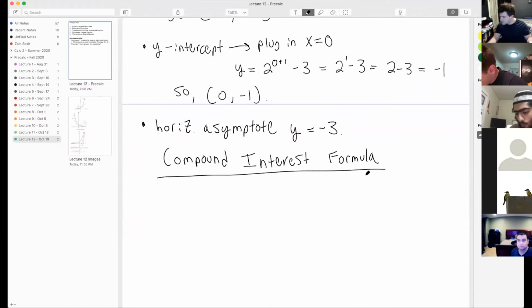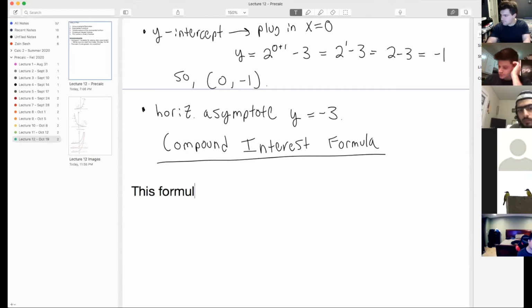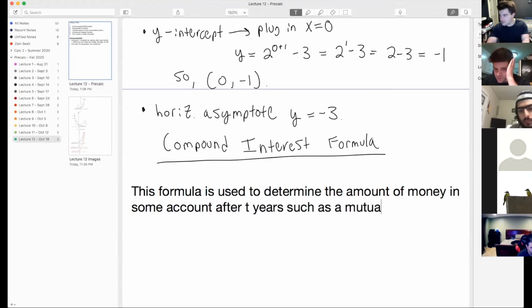All right, good. So I just have some writing. Actually, I think I'm just going to type it like I did that one time, a little quicker. So let me see if I can do this. Okay, so what is the compound interest formula? I'm just going to type for a little bit. Just give me a second. So this formula is used to determine the amount of money in some account after t years, such as a mutual fund or retirement account.